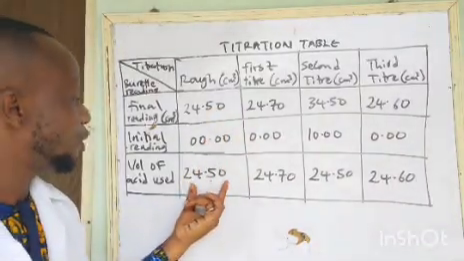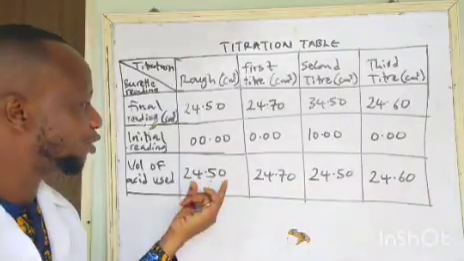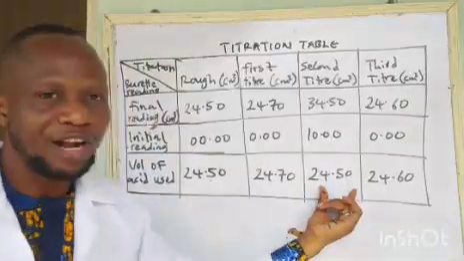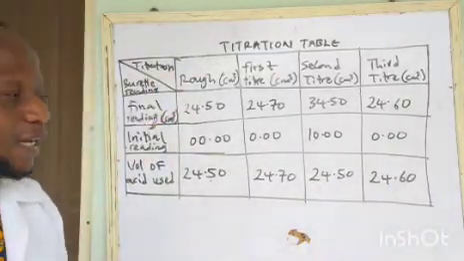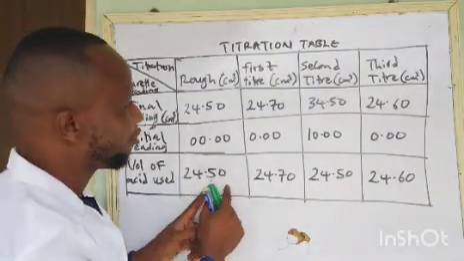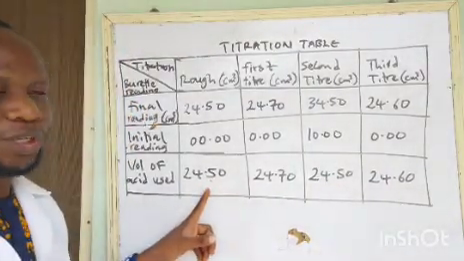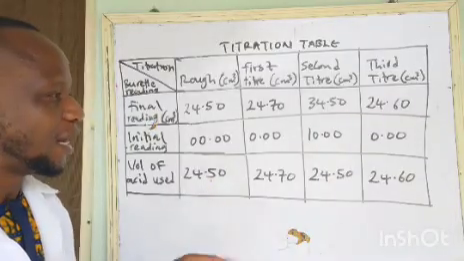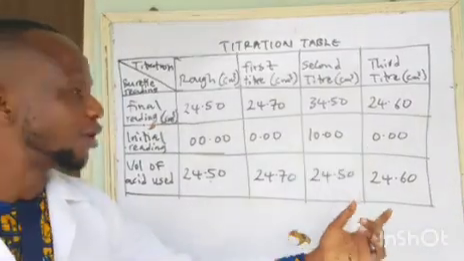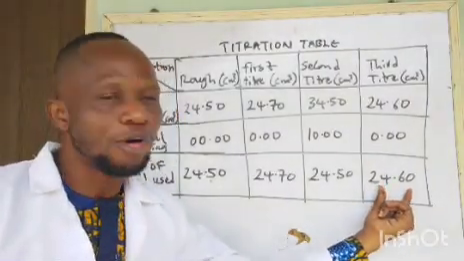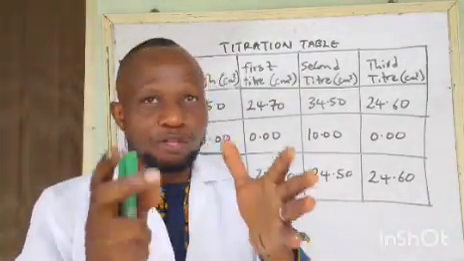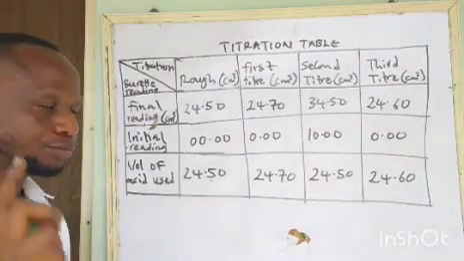Now, you have 24.50 centimeter cube for the rough. You have your first titer 24.7, 24.5, 24.6. Now, the concordant values here are the rough and second titer. The one that is also closer to it that you could refer to as concordant will be this, 24.60. So these are points that help you earn your full marks in titration tables.